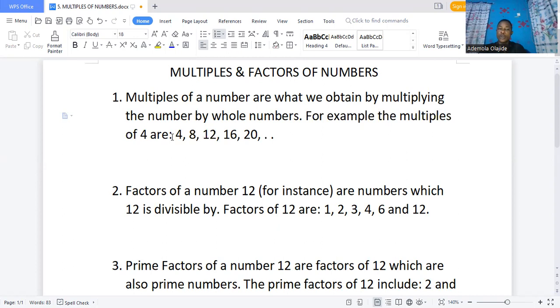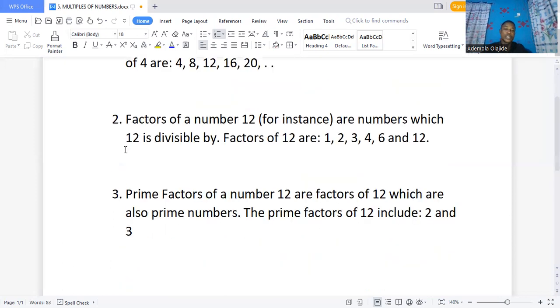Hence, it is customary or common that when we are asked to list the multiples of positive numbers, we basically include other positive numbers alone. So we don't put 0 there, even though 0 is a multiple of every number you can think of. If you say 1,000 times 0, you still get 0.